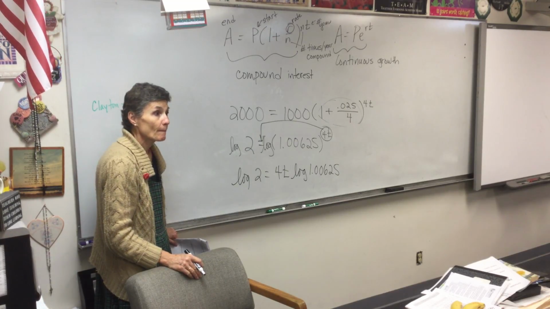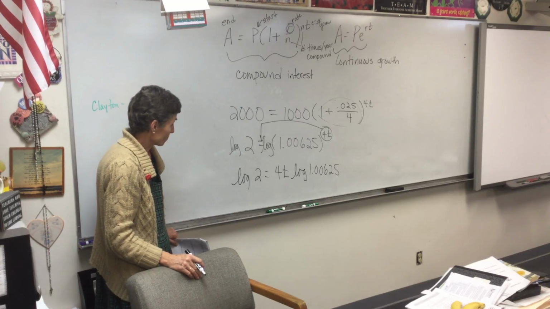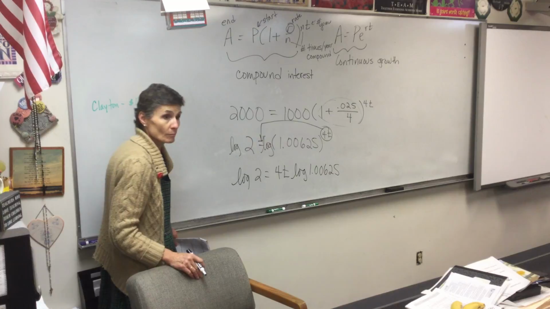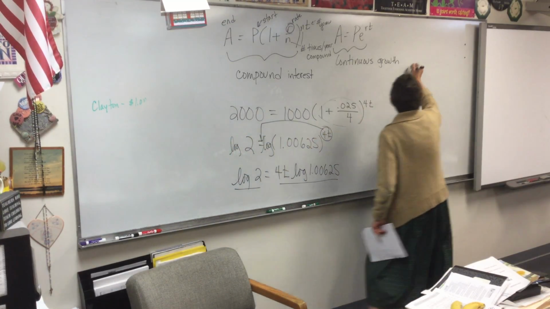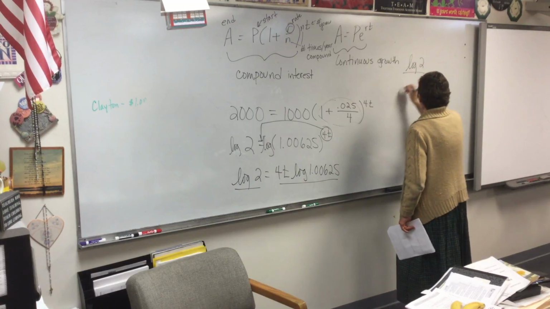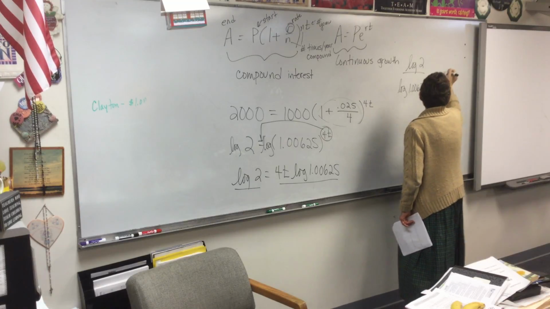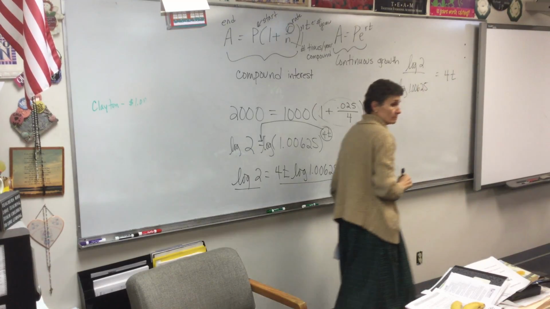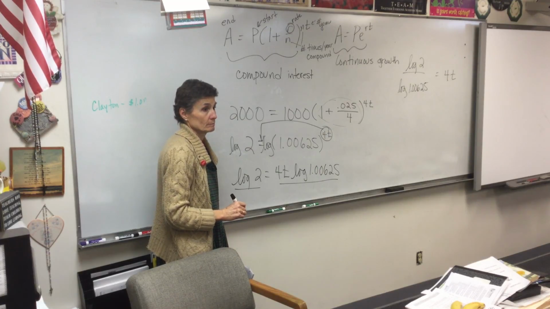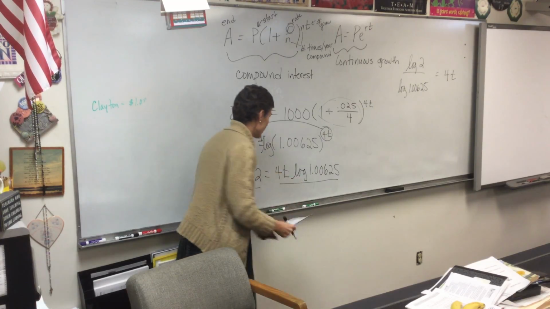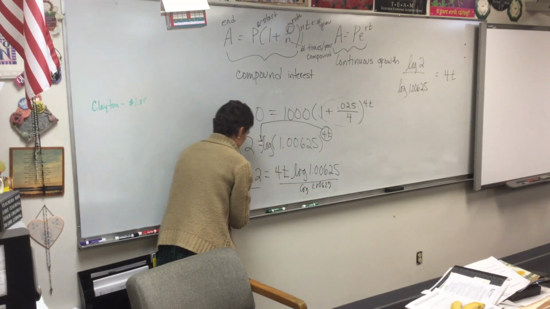Now what do you want to do? Okay, so we'll divide both sides. So we have the log of 2 divided by the log of 1.00625 equals 4t. Everybody okay with that? If I divide both sides by the log of 1.00625?